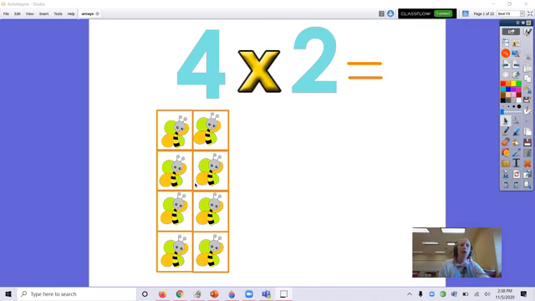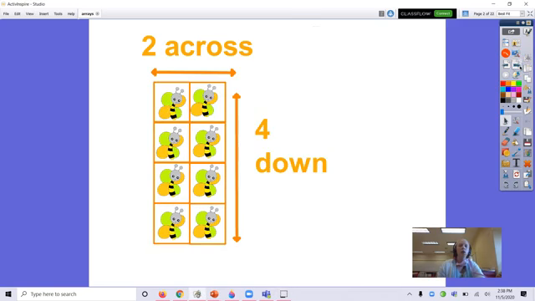Today we are learning how to multiply using arrays and repeated addition. If I look at my first problem, it says 4 times 2. The numbers 4 and 2 are my factors. And this is telling me that I need to have 4 down and 2 across. If I were to count up all of the squares, 1, 2, 3, 4, 5, 6, 7, 8, I would get the product of 8.